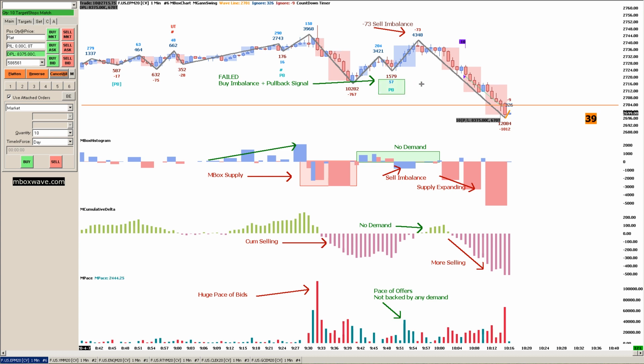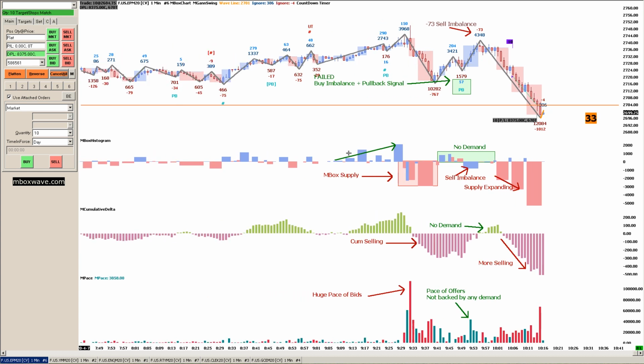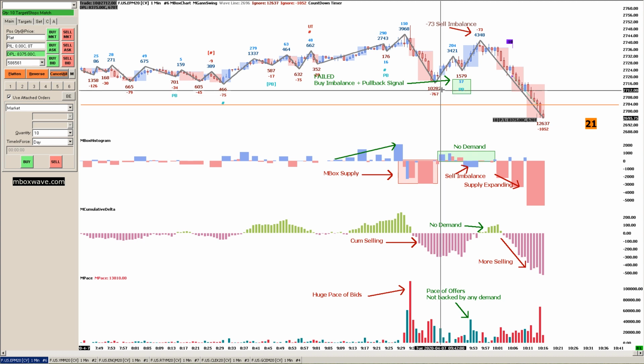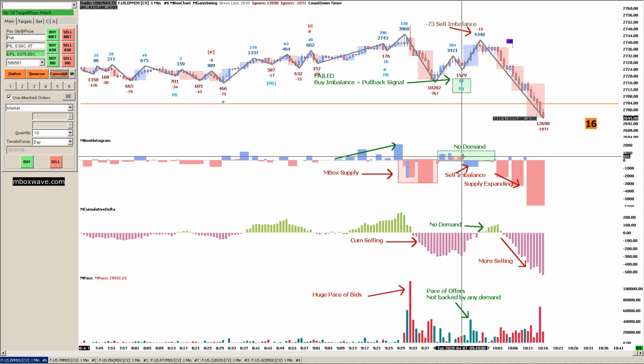so I can explain things again while I'm not having to watch the trade. So, before the market opened, we had a climb. We had this sort of demand here and here. But as soon as the markets opened, we had this sell-off. We had the MBox supply, cumulative selling, right? We had the pace of the bids. Then as price came up, we had this buy imbalance and pullback signal, but there was no demand.